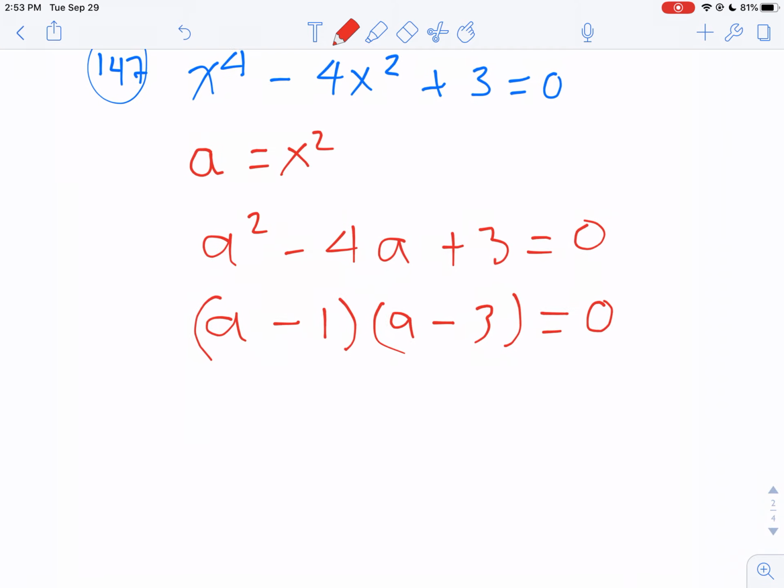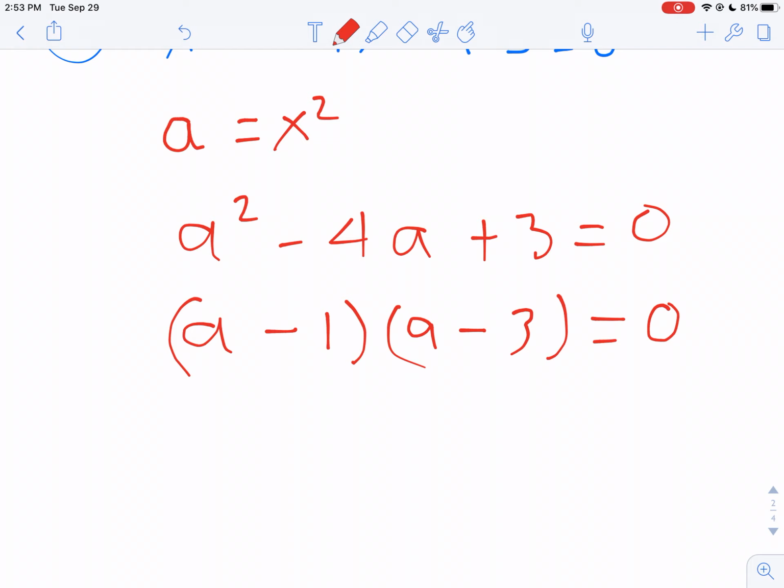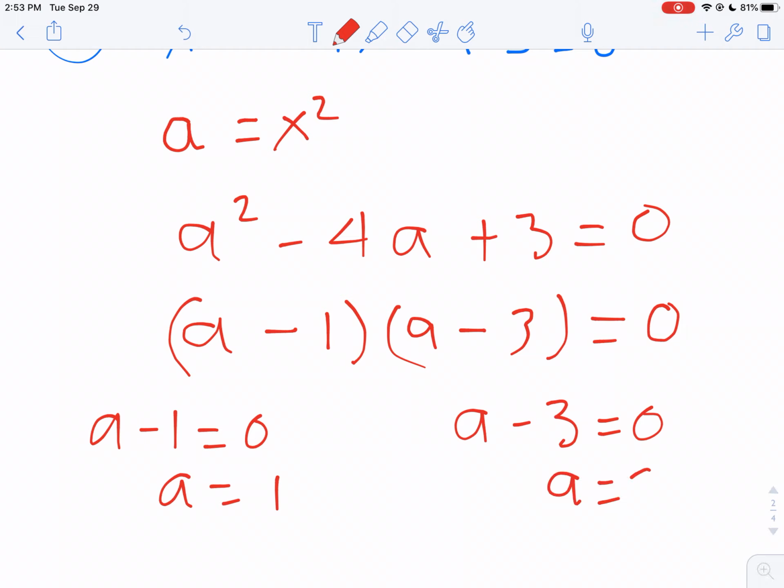Now that you get that, you can go ahead and solve, because there's nothing else that you can do here. So a minus 1 has to be equal to 0, or a minus 3 has to be equal to 0. And you get a equal to 1 here and a equal to 3 there. But don't forget that you used a as a dummy variable. So you're really looking at x squared equal to 1 and x squared equal to 3 here.